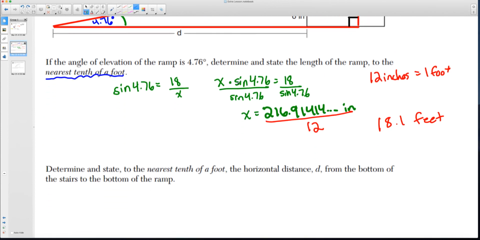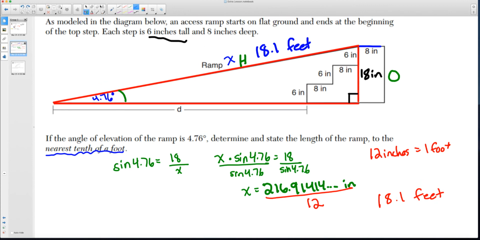Next part, determine and state to the nearest tenth of a foot the horizontal distance d from the bottom of the stairs to the top of the ramp. So now they're asking us to find this. Okay. Well, it's going to be hard to make a triangle this way because we don't know what this height's going to be. So we need to get a little bit more creative.